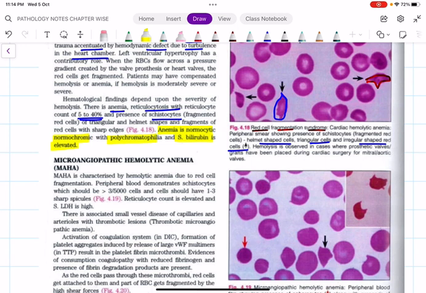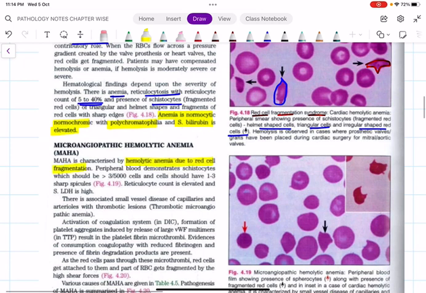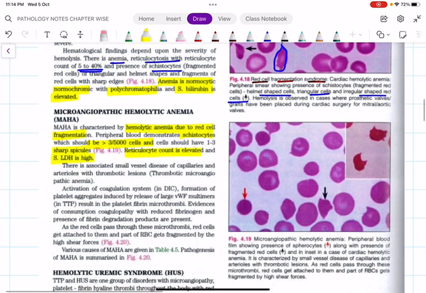What is the second and most common cause? The answer is microangiopathic hemolytic anemia. It is characterized by hemolytic anemia due to RBC fragmentation. The schistocytes will be more than some 3 per 5,000 cells, with some sharp spicules. Again, reticulocytes are elevated and serum LDH is high. All these are associated. So what are the conditions of MAHA? I told you: typical or atypical hemolytic uremic syndrome, thrombotic thrombocytopenic purpura, vasculitis, disseminated malignancies, all these conditions.